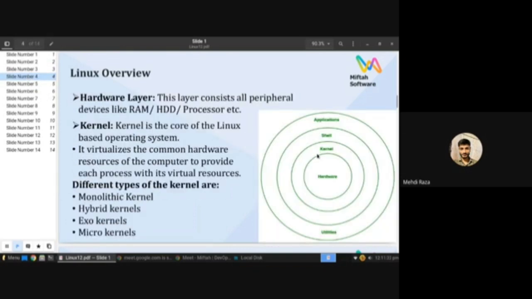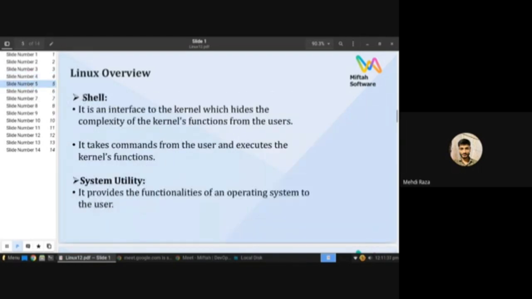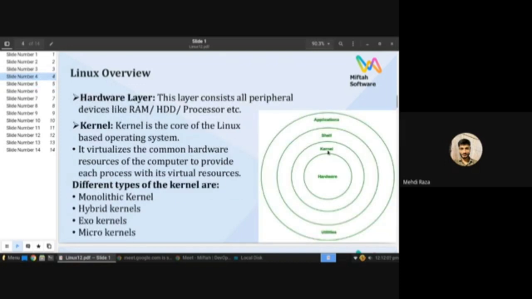What we have is the shell. Oh, we completed the kernel. Now we are going to the shell. The shell is an interface to the kernel which hides the complexity of the kernel functions from the user. It takes commands from the user and executes the kernel functions. It is a level between the kernel and the applications.